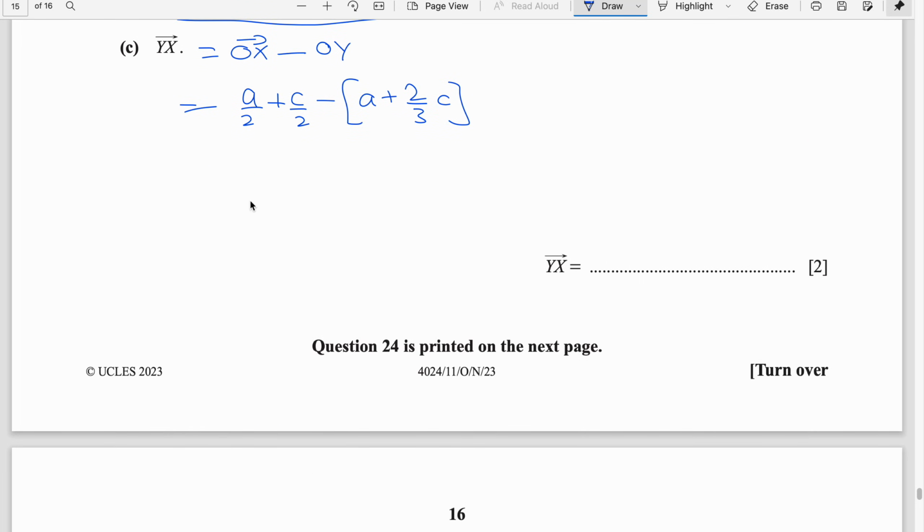And now we go for simplification. A by 2 plus c by 2, negative a, negative 2 by 3 c. So we are left with negative a by 2, and I'm taking LCM for these two. 2 and 3 LCM is 6. This is 3c, and that is minus 4c. So negative a by 2, negative c by 6.